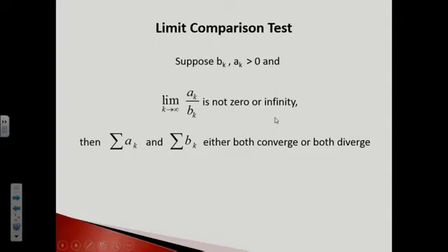We have the following procedure for testing the convergence of sigma a_k. Step 1. Find the series sigma b_k whose convergence properties are known and whose general term b_k is essentially the same as a_k. Step 2. Verify that the limit of a_k divided by b_k as k tends to infinity exists and is not 0. Step 3. Determine whether sigma b_k converges or diverges. Then the limit comparison test tells us that sigma a_k does the same.